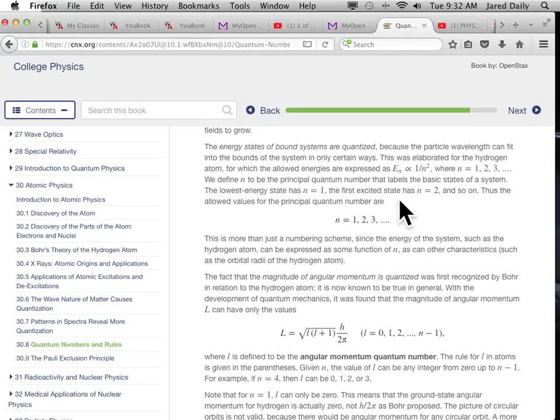So n is your principal quantum number. That's the number you use to calculate your energy level, the main energy level that you're in. And l is the number you use to calculate the angular momentum of the electron in that energy level, whatever energy level you're in for n. So essentially for every electron in every atom, you're going to have an n, and you're going to have an l.